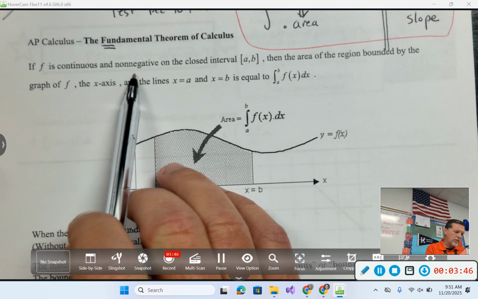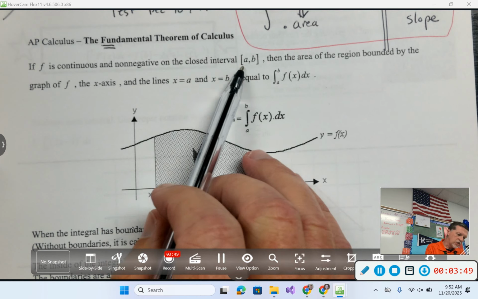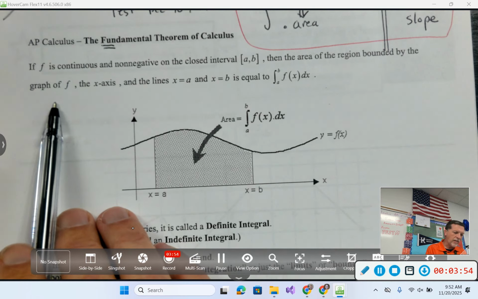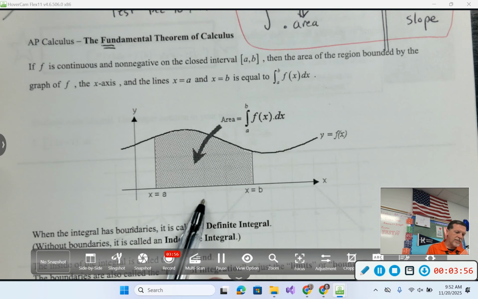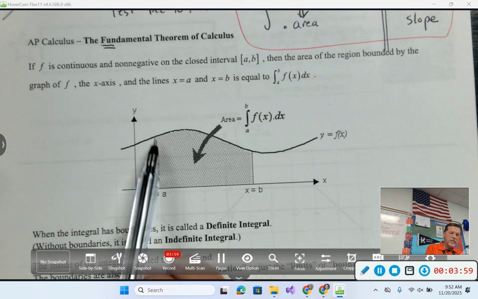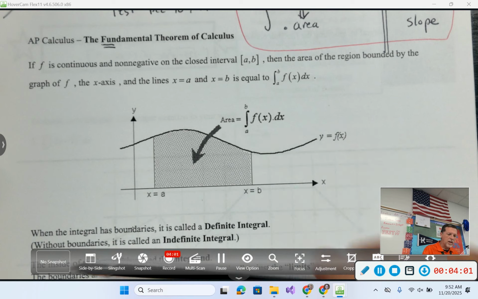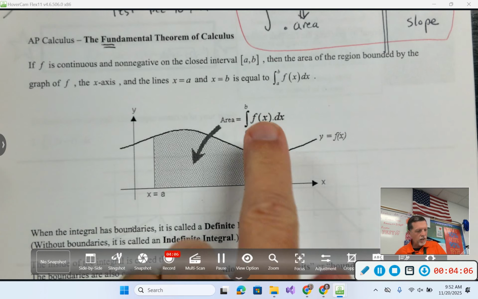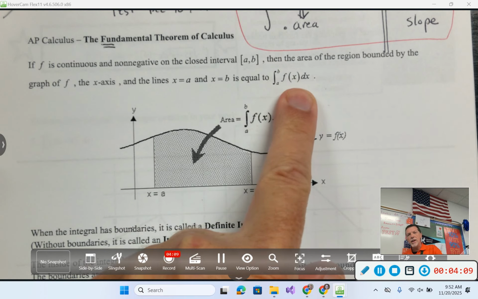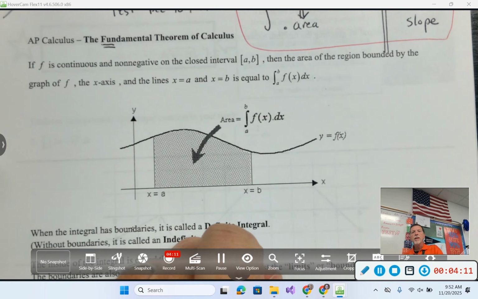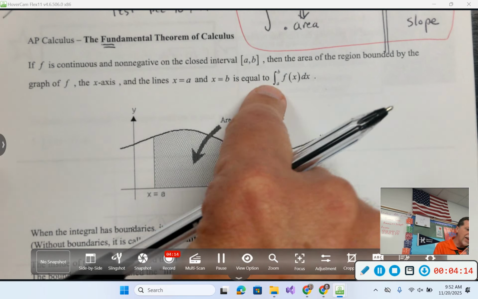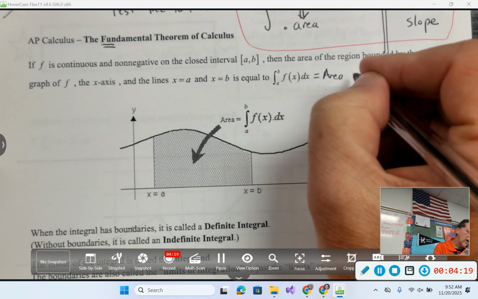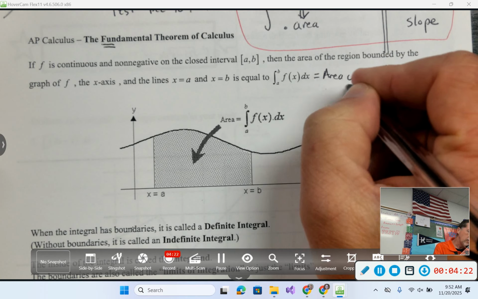If f is continuous and non-negative on the closed interval a to b, then the area of the region bounded by the graph of f, the x-axis, and a and b, so that's the shaded area here, between the x-axis and the curve, between a and b, is equal to the integral from a to b of f of x dx. So we kind of knew that already. That statement means area under f from a to b.